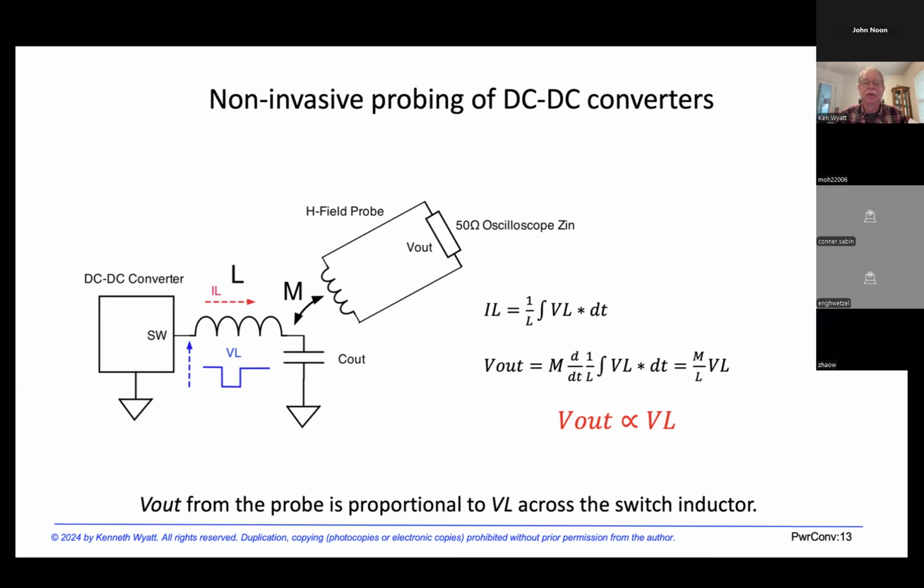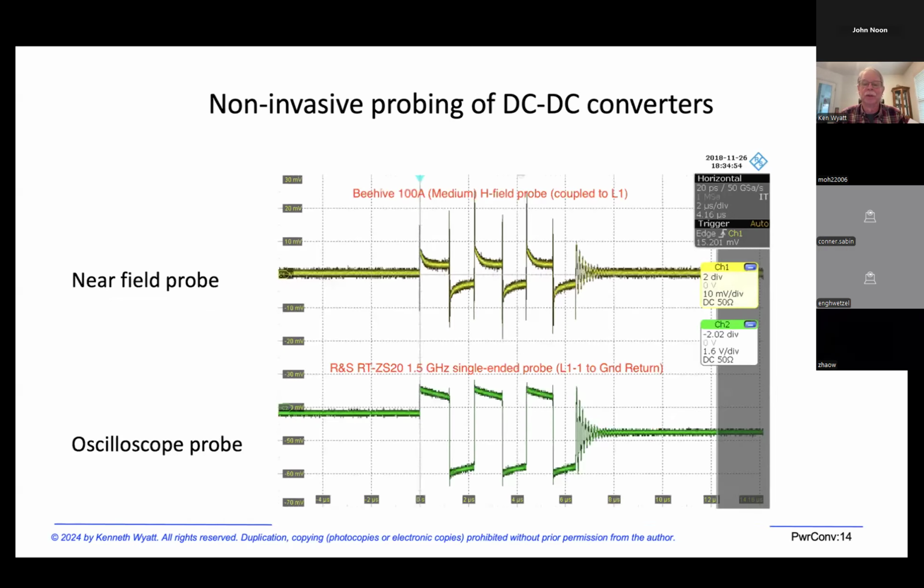It turns out that the output voltage is proportional to the voltage across the inductor, and that voltage across the inductor is what we're interested in. Here's an example using an oscilloscope probe on the bottom and a near field probe at the top. All the interesting EMC characteristics are identical between the two probes.